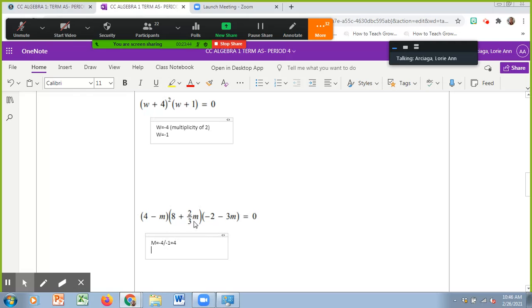This one. Ooh, look at that. All right. How do we do that? Let's start. M equals. What's the opposite of the constant?